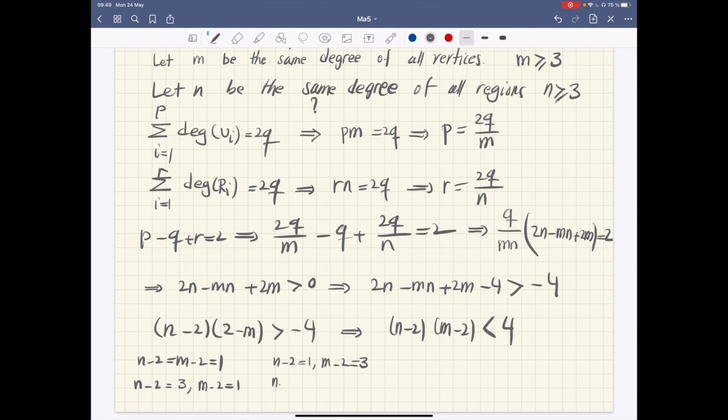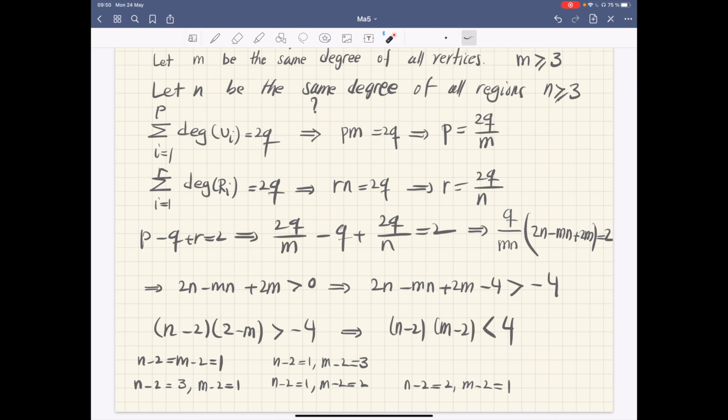And that's clear. n minus 2 is 2, m minus 2 is 1, and n minus 2 is 1, m minus 2 is 2. Do you agree that these are the only possibilities if I want to have this product smaller than 4? Because m is greater than or equal to 3, this is a natural number. That's also a natural number. The product of two natural numbers is supposed to be smaller than 4. There are not that many cases.